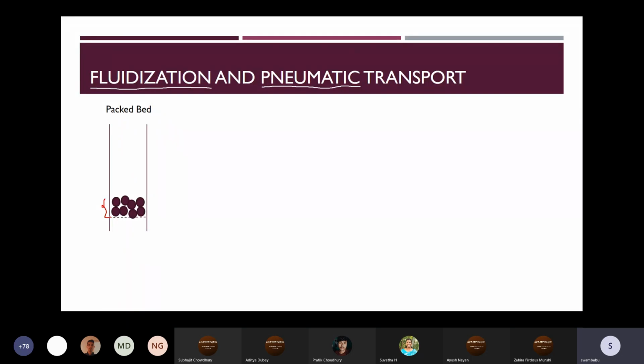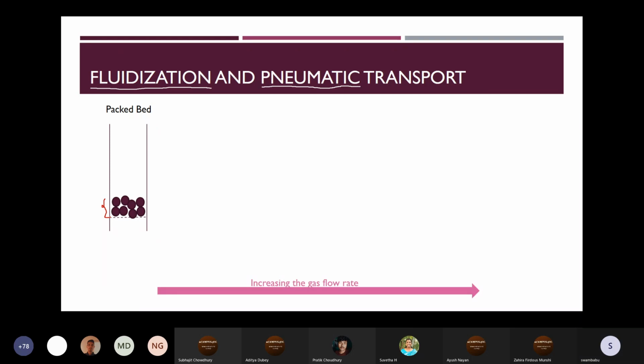We have a cylindrical pipe. At the bottom, we have a distributor plate. Then we just pour solids, and the solids are stationary. It's like simply packing a cylindrical column. Hence, this is called a typical packed bed.